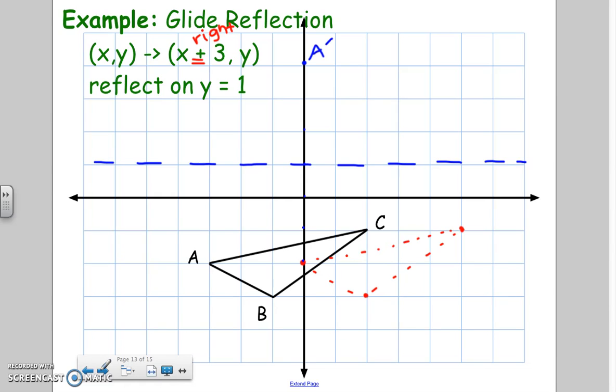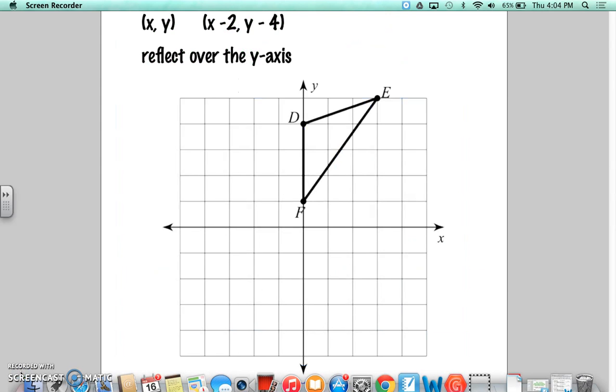Same thing with B, 1, 2, 3, 4. So I'll go up 1, 2, 3, 4. And for C, 1, 2. Connect these, and I now have the glide reflection of A, B, C. Remember again, you want to slide or glide first and then flip. So let's take a look at one more example of what a glide reflection would be.